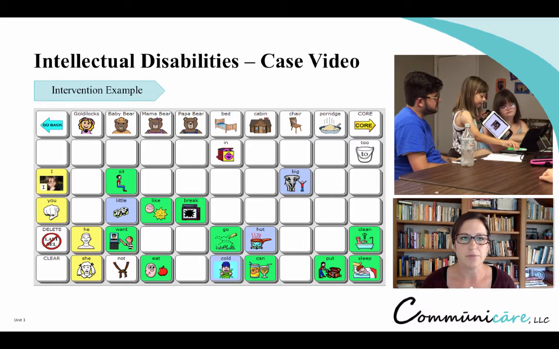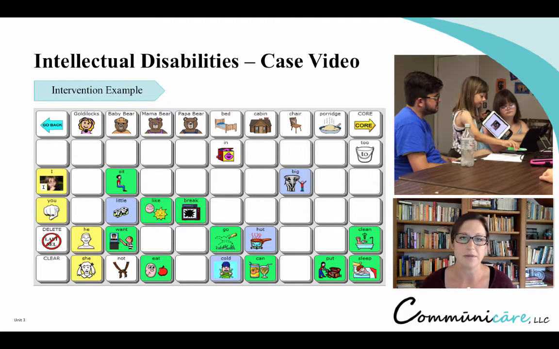So here's an example of one of the adapted pages that has a combination of some core vocabulary as well as some different pronouns and verbs and adjectives, and whenever possible they've been kept in locations in which she would find that word within the core. So we're capitalizing on the consistency of the motor planning of her device layout.